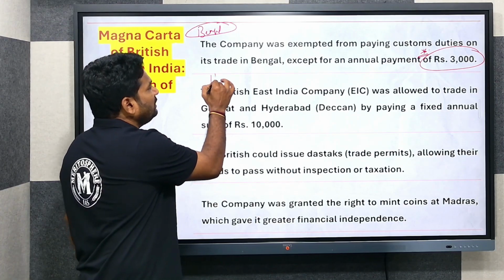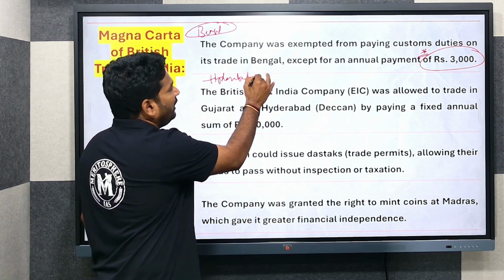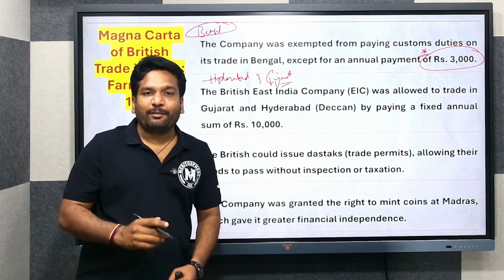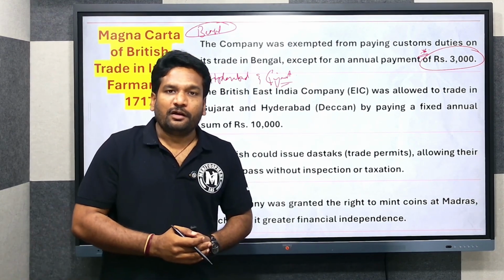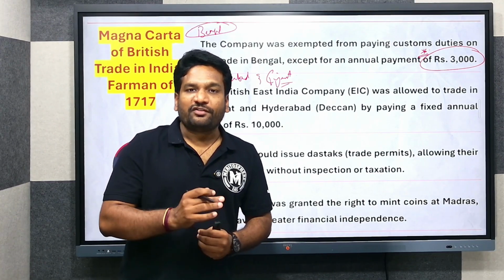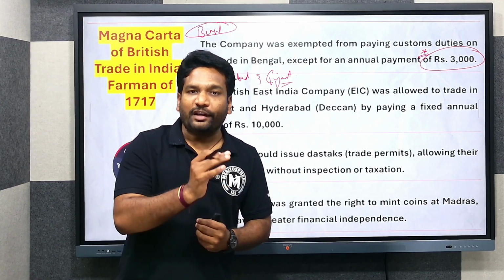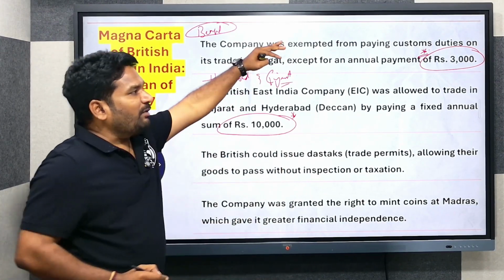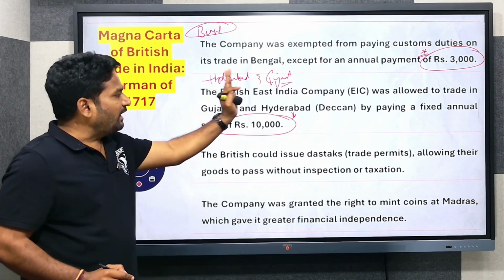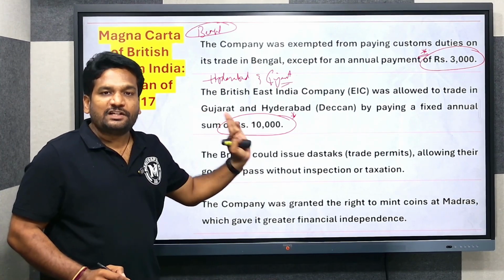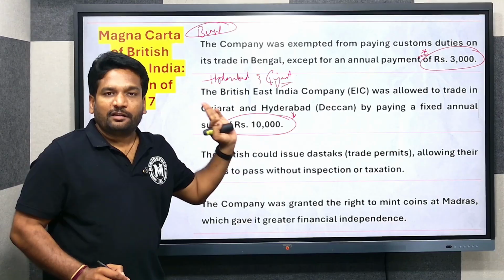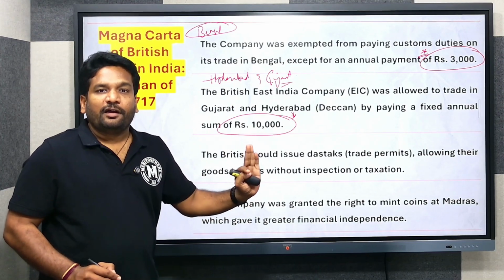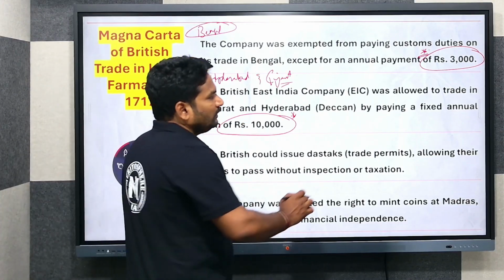So the second provision is related to Hyderabad region and Gujarat region. In a similar fashion, in Hyderabad or in Gujarat, the East India Company can trade any amount without restriction on the volume of trade. It can trade without any duties for an annual payment of rupees 10,000. Likewise, in Bengal province it was rupees 3,000. For Gujarat and Hyderabad, it was 10,000 rupees. If the East India Company pays rupees 10,000, then it can trade in Hyderabad and Gujarat without any limit on the volume of trade. It can trade any amount duty free.